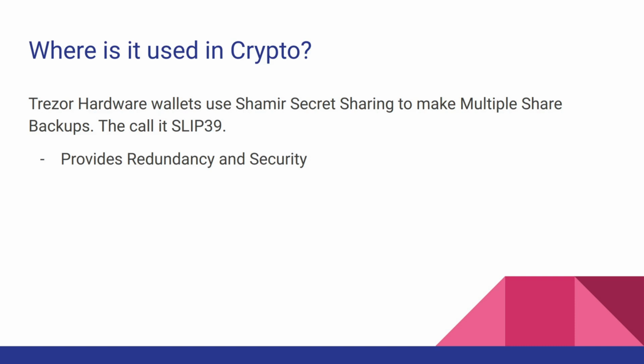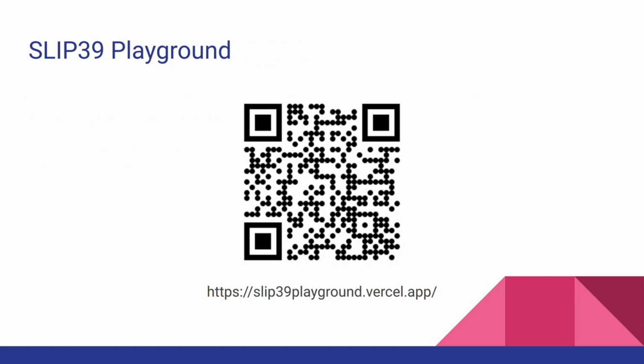So after this, we're going to be going into the demo application, and you'll understand much better what I'm talking about. The link to the demo application is slip39playground.vercel.app. Go to it and you can check it out. You can scan the QR code right now.